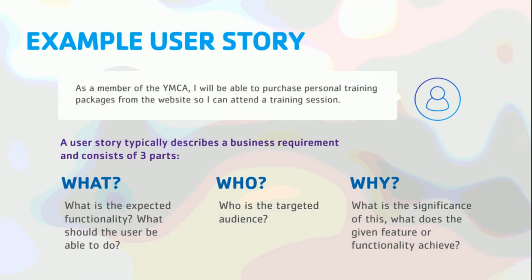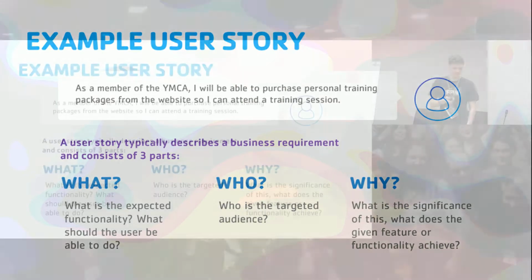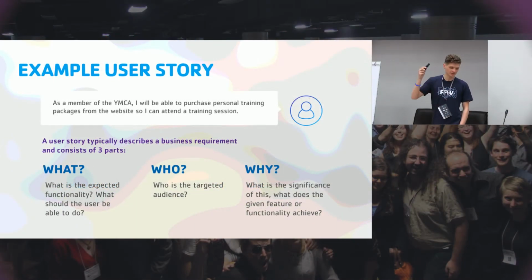Based on this, we analyzed all features, all pages and things that are available on the websites, and came up with the user story. A user story should answer three main questions: what, who, and why. Based on this, we created the list of user stories in a Google spreadsheet.